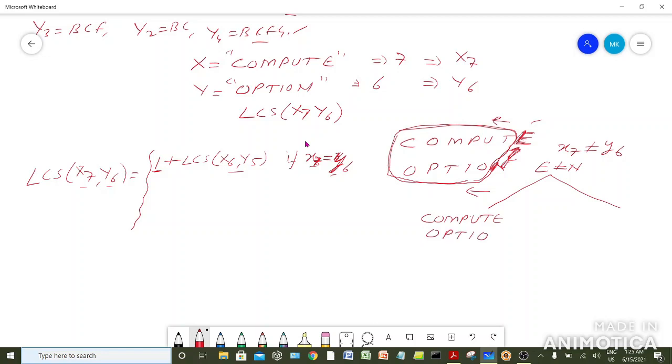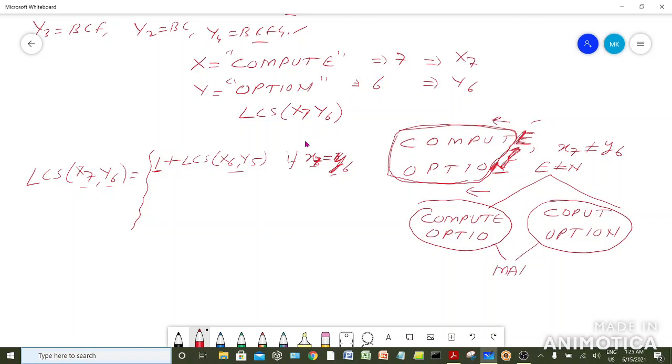Option two is that, for one time just leave the last letter from string y, and for the other time leave the last letter from the x. So put option. Fine. So we need to find the LCS of these two prefixes. Okay, and one out of these, which is the maximum, is going to be chosen.